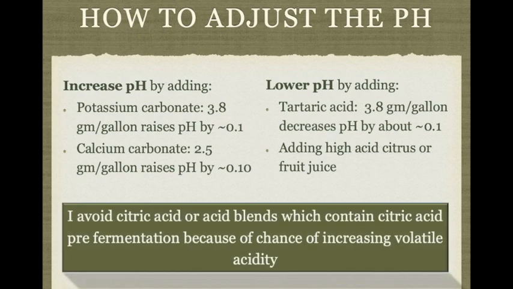I tend to avoid citric acid or acid blends with citric acid, especially pre-fermentation, because of the chance of increasing volatile acidity, acetic acid, and also the possibility of a diacetyl, which you might not want. Afterwards, it's not so much of a problem, but again, the citric acid has this sour, puckery, sweet tart type of flavor, which is something you might not want unless you're making a mead that does naturally have citric acid in it, such as one made with citrus fruits.